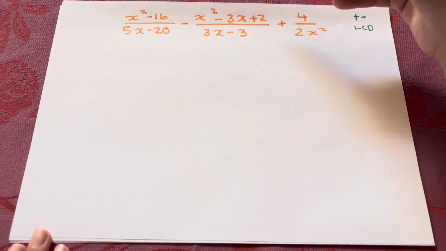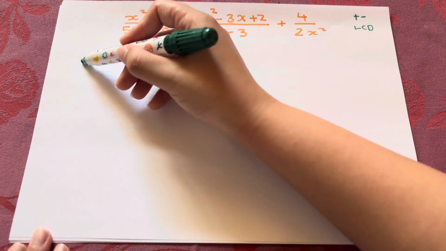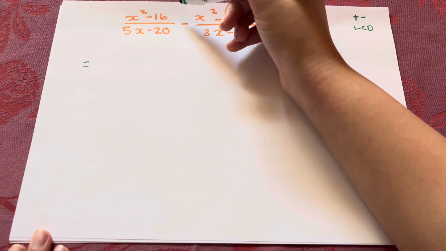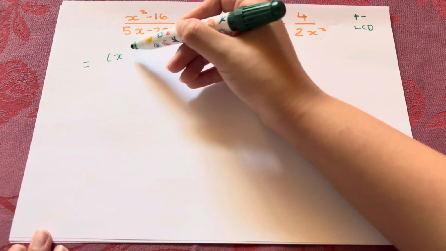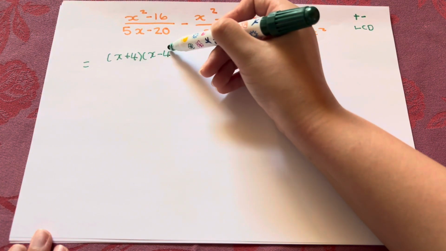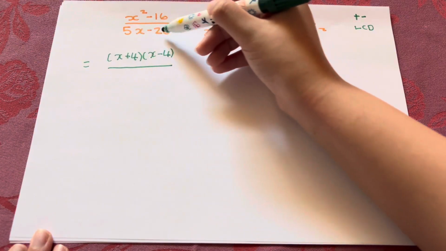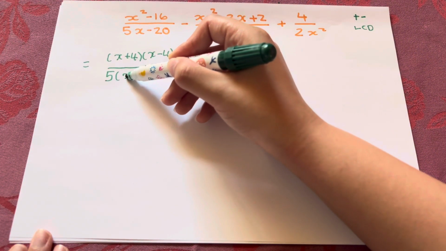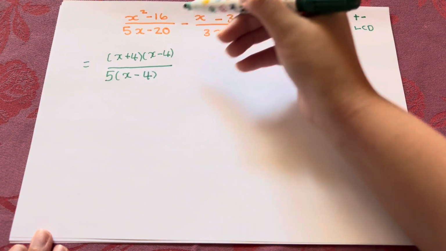So I'm going to factorize all of the components in the numerator. x squared minus 16, that is a difference of two squares: x plus 4, x minus 4. And in the denominator, there's a common factor of 5. Extracting that leaves me with x minus 4.